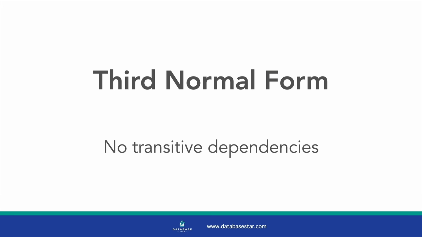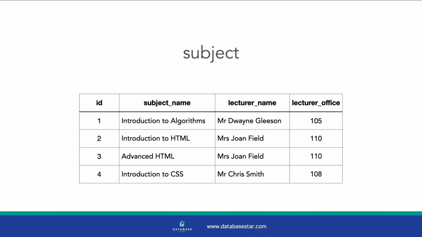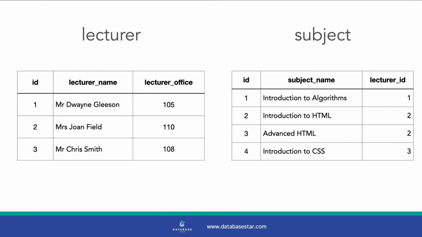How can we achieve this? We can go through all of our tables and see if any of the columns in the table depend on another column that is not the primary key. We'll start with the subject table. In this table, the lecturer information does not depend on the subject. A lecturer will exist regardless of the subject existing. So we should move this to a new table and then relate the right lecturer to the right subject. We can create a lecturer table like this, which has an ID, the name, and the office. We update our subject table to link to the lecturer ID as a foreign key.